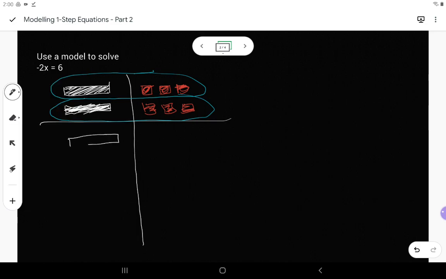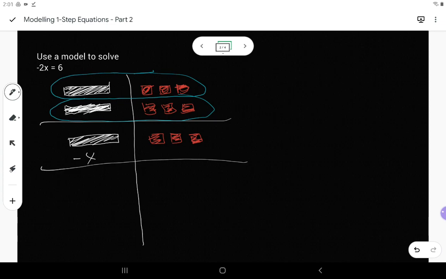That's part of my answer, is I would say, well, negative x is equal to 3 positive ones. But this is kind of a problem. I don't want an answer that has negative x. I never want an answer that's going to tell me what negative x is. I don't want that. Okay?